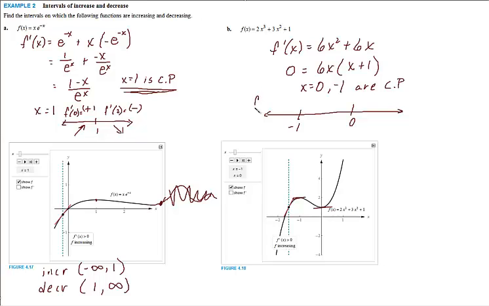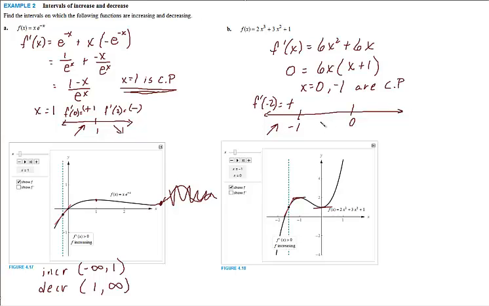How I prove that is I pick some number on the left side, because these are the only places where you could have these turning points or these maximums or minimums. So I'll choose negative 2. I'll plug that into the derivative and see if it's going to be positive or negative. So I would have negative 12 here and negative 1 here, so it would end up being a positive. Therefore it's increasing from negative infinity all the way up to negative 1.